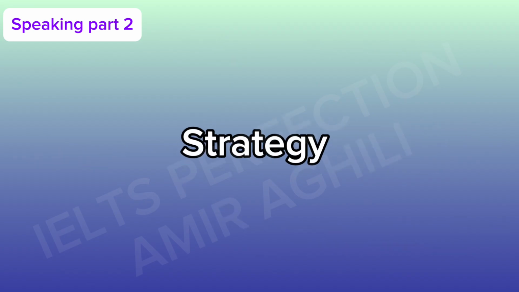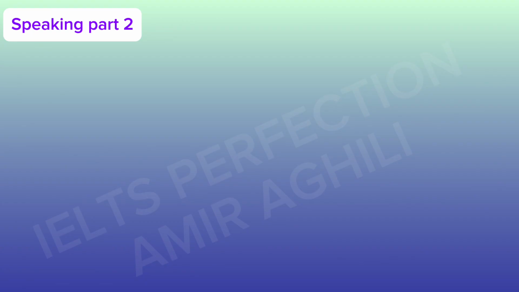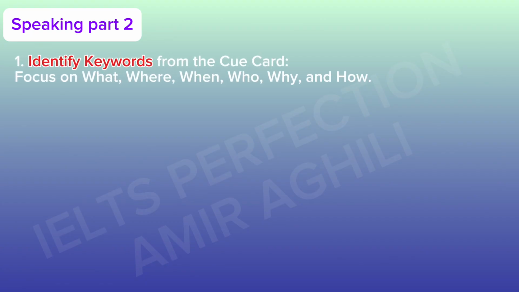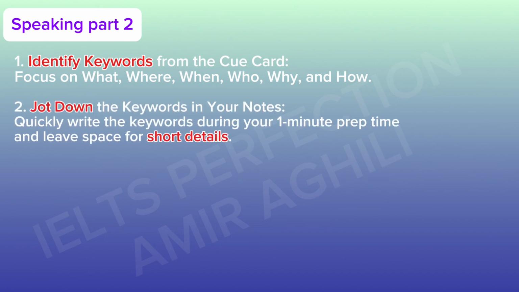Now, let's see what strategies we should use to answer the questions. Number 1. Identify keywords from the cue card. Focus on what, where, when, who, why, and how. Number 2. Jot down the keywords in your notes. Quickly write the keywords during your 1-minute preparation time and leave a space for short details.